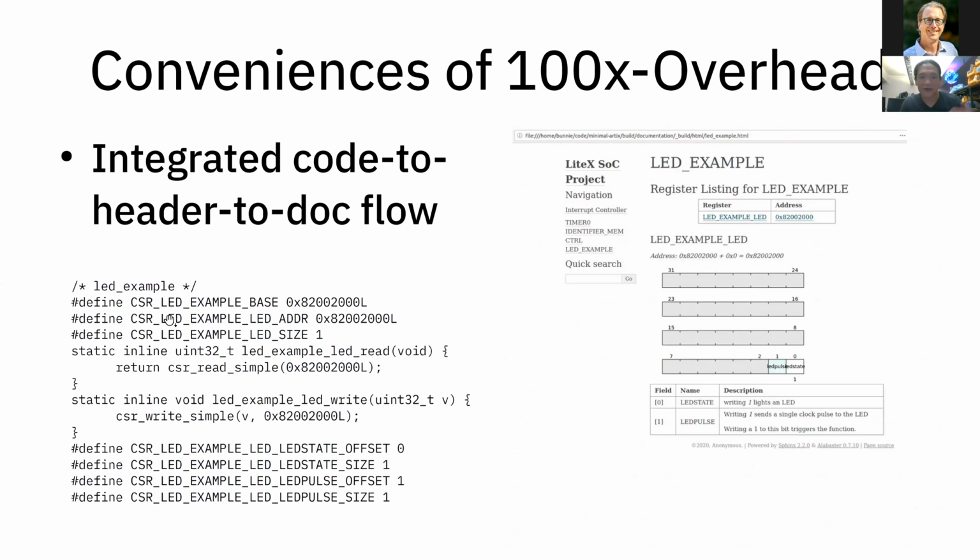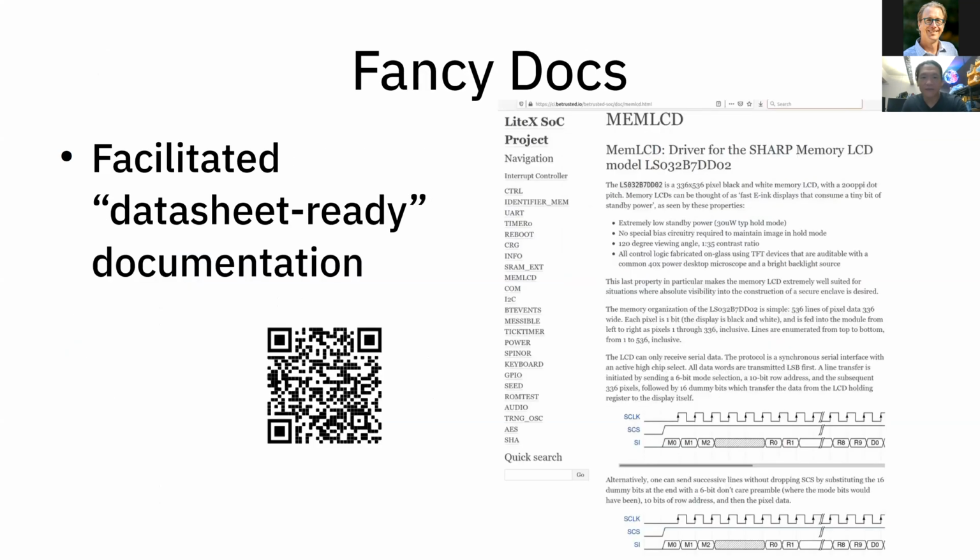You get stuff like integrated code-to-header-flow documentation. So in that Python script, automatically output on the lower left-hand side are all these header files. That's all created for you automatically. And this documentation here for the register set just comes out as one of the artifacts that you can get as part of having used that abstraction of the modules. Kind of cool. The docs can get pretty fancy.